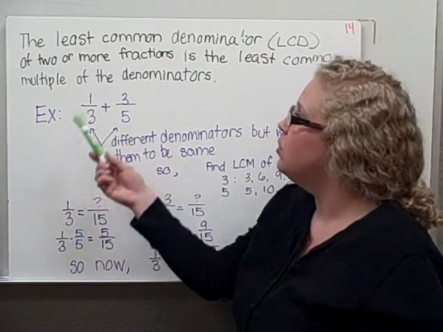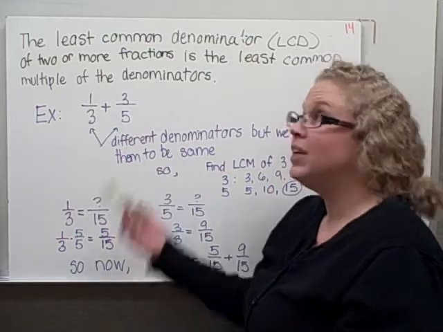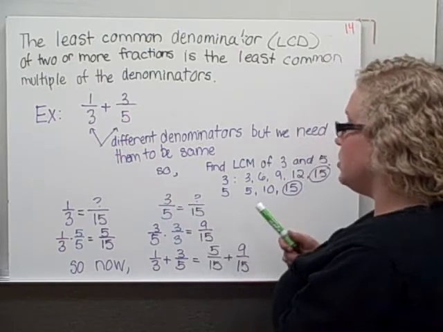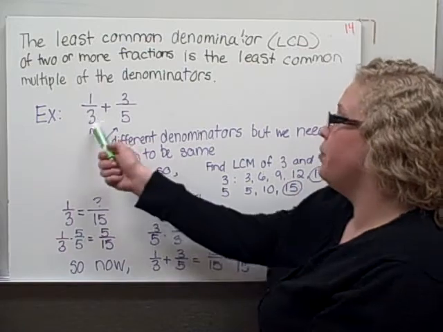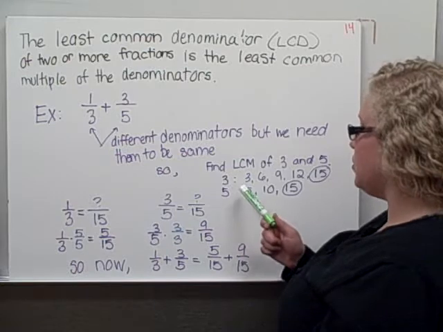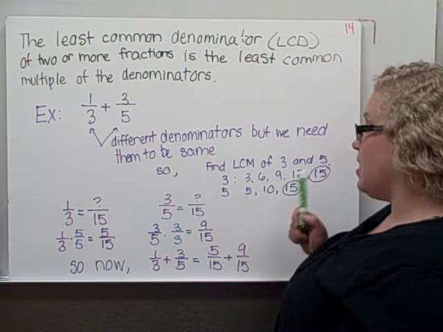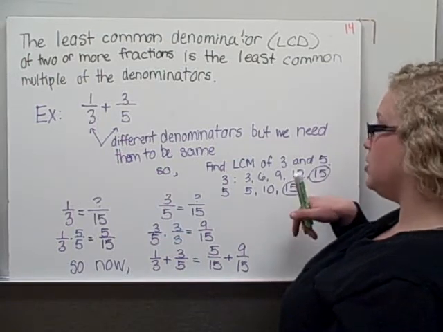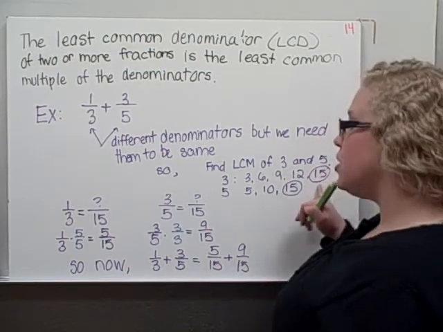So in this example, 1/3 plus 3/5, we have two different denominators. We can't add those fractions unless we have the same denominator. So in order to get the same denominator, we have to find the least common multiple of both 3 and 5. If we write our list out, 3 has multiples of 3, 6, 9, 12, 15, etc. 5 has multiples of 5, 10, 15, and so on. 15 they share, so that is their least common multiple. It's the first multiple that they both have together, and that's going to be our new denominator.